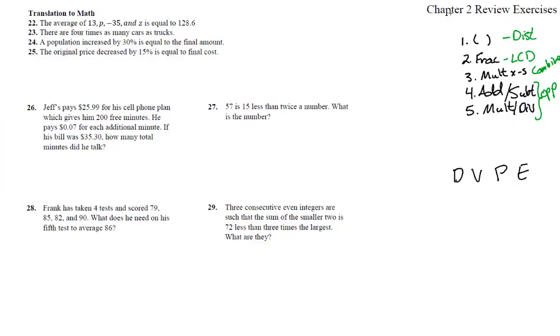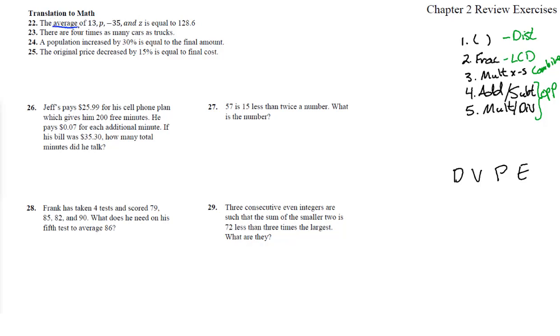Here we are in Chapter 2 Review Exercises, numbers 22 through 29. This is all in translation to math. For these four problems, we just have to write out what it is translated into math. Here we actually have to solve an equation once we get there. Starting with number 22, the average.